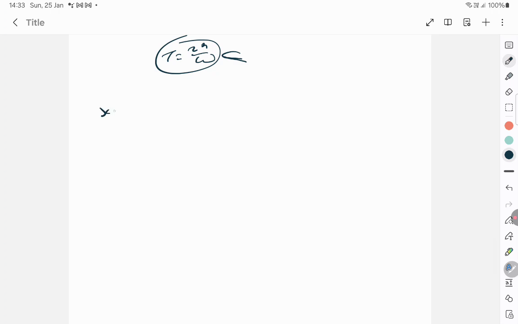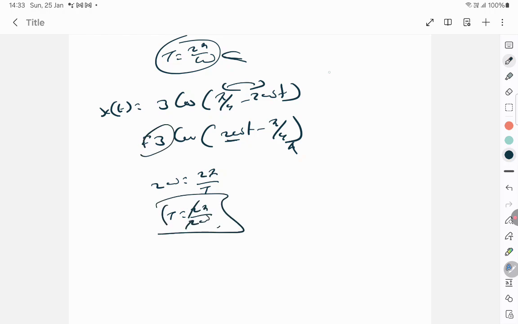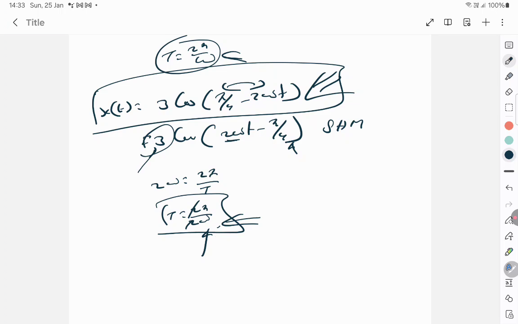So let's go to the next sum. The next sum is x of t is equal to 3 cos of pi by 4 minus 2 omega t. Just switch this, since cos of minus theta is cos theta. So 2 omega t minus pi by 4, and you got it in the form. And this is your initial phase, and this is 2 omega instead of omega. So 2 omega is equal to 2 pi by capital T. The time period is 2 pi by 2 omega, or pi by omega. This is the maximum amplitude. It's represented as one single cos function, and your maximum amplitude is 3, and therefore this is simple harmonic motion. It's also periodic, and it's just one single function, and it's going to ring at pi by omega time.